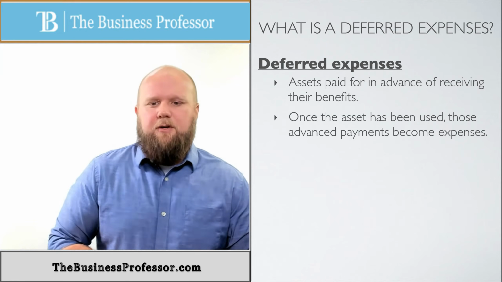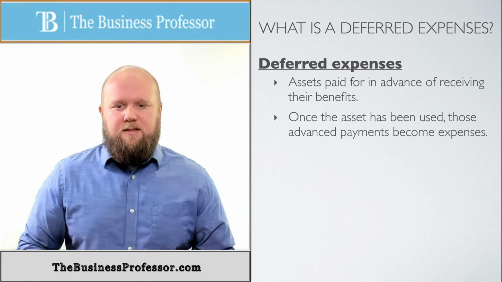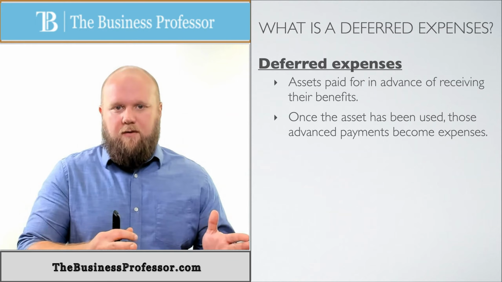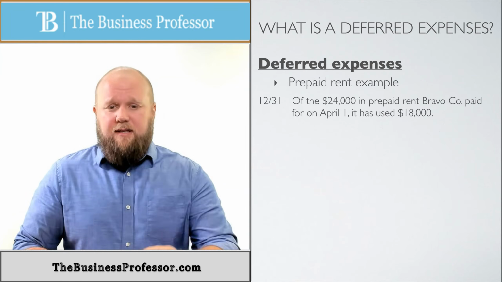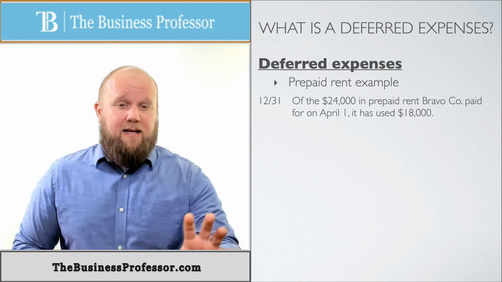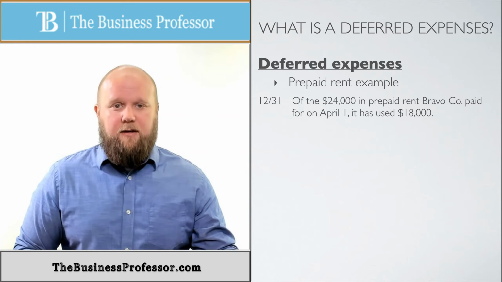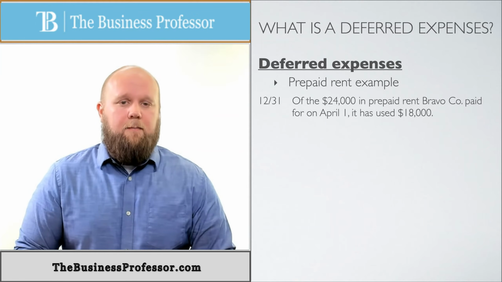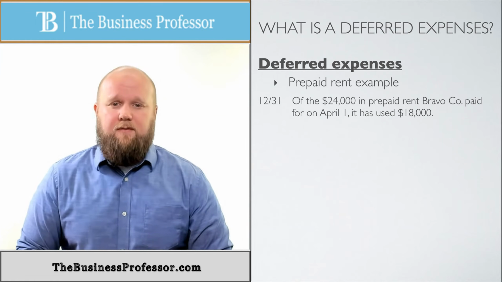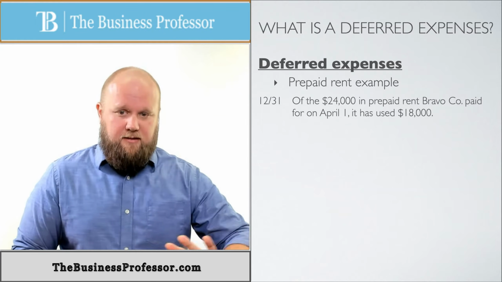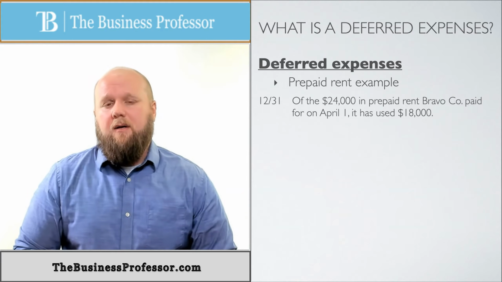Once the asset has been used, the advance payments become expenses. So I convert them over from assets to expenses. That's why these are called deferred expenses. So let's look at an example of this. This is, again, going back to Chapter 2's example video where we did the entire journal entries and T-tables and stuff like that. We're just going to add on to this. This is December 31st of that year. So please follow along.